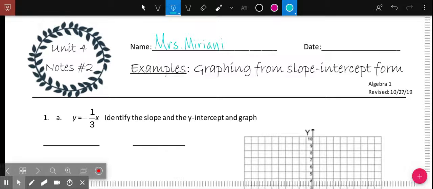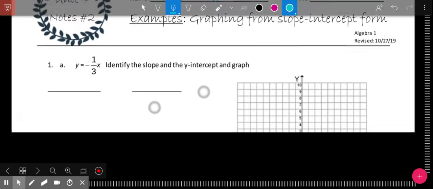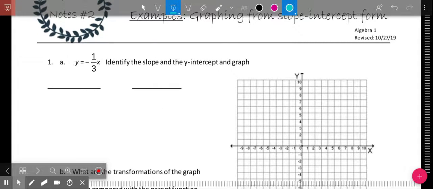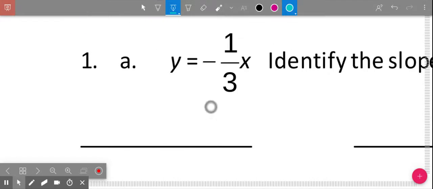Alrighty, so looking at our examples today, we're going to be covering graphing from slope-intercept form. If we look at number 1, it says y equals negative 1/3 x. Identify the slope and the y-intercept and graph. So we're going to start by identifying our pieces. We first need to find our slope, and slope is always the number in front of the x. You're always going to be multiplying your slope with your x, or where you put your inputs. So my slope is going to be negative 1/3.